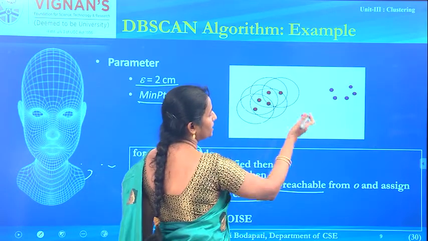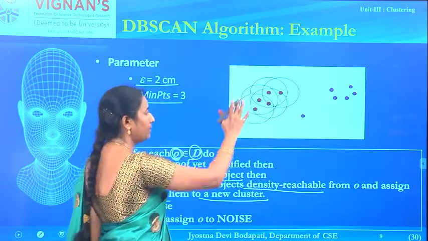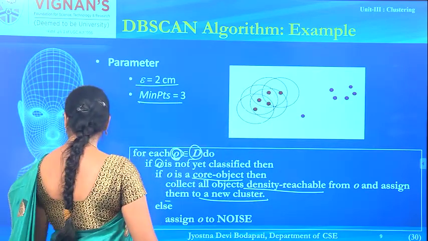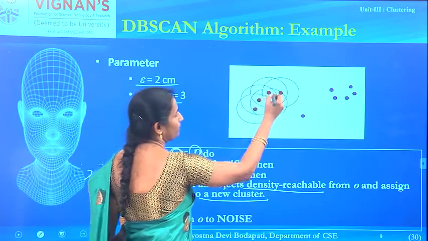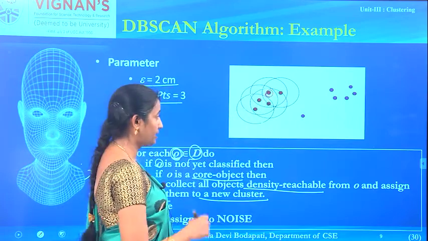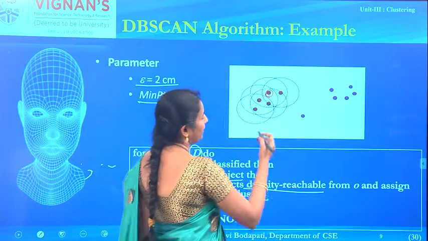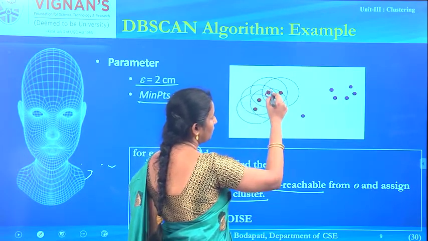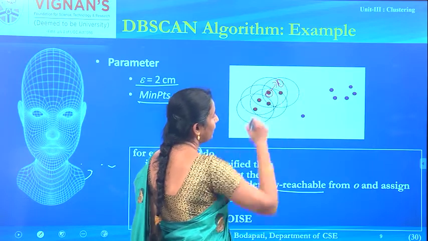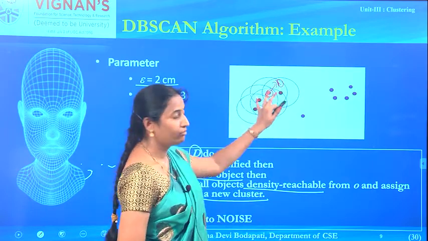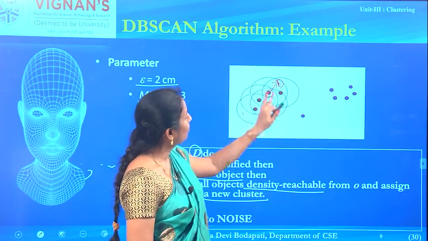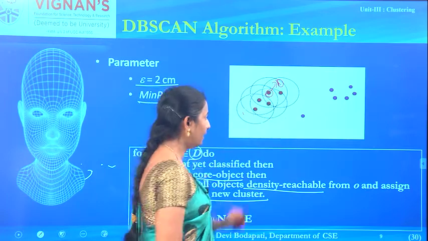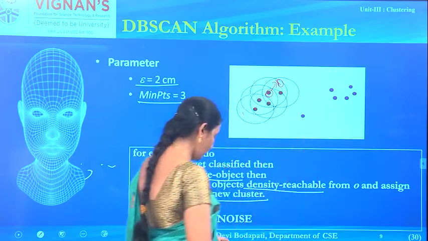These other points are not density reachable from O. We select one point O arbitrarily, identify all the density reachable points from it, and these objects form one cluster. There are no more objects that are density reachable from these points, and in that case we proceed to the other point.